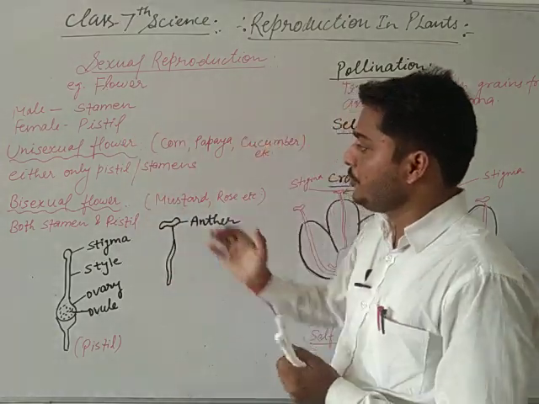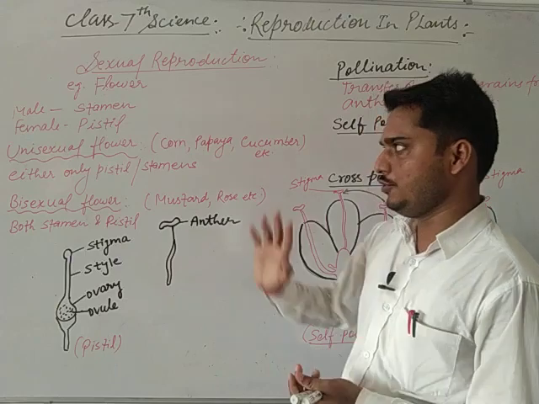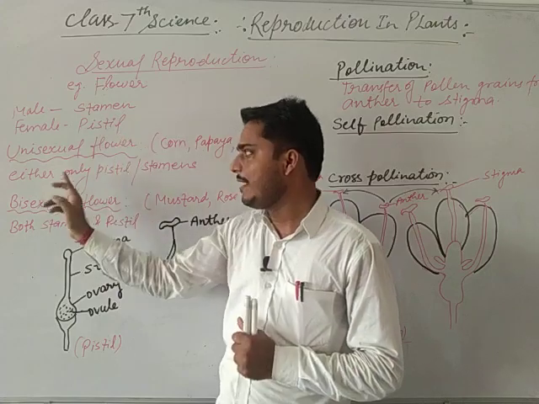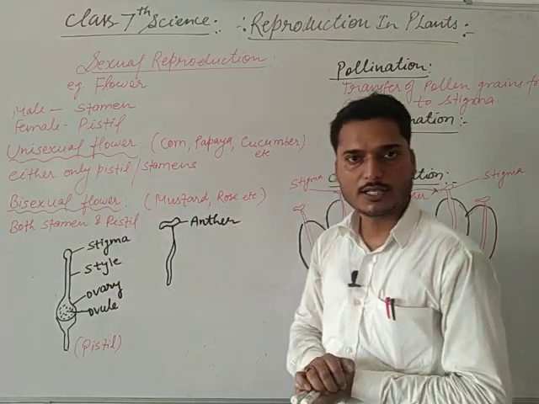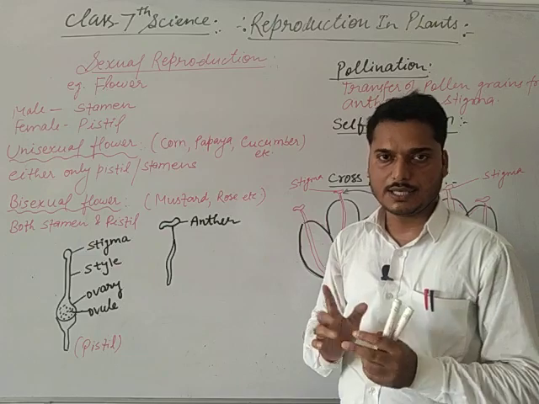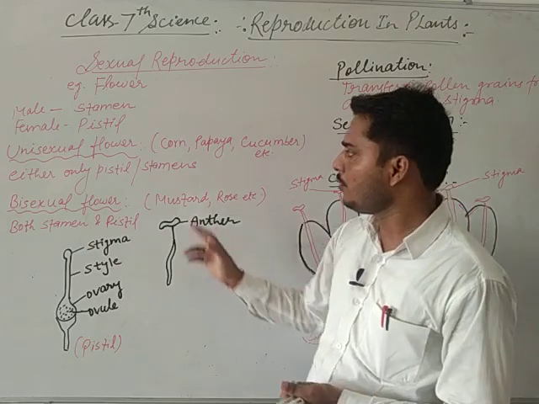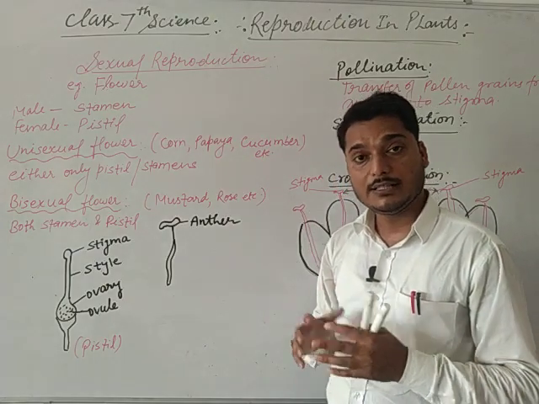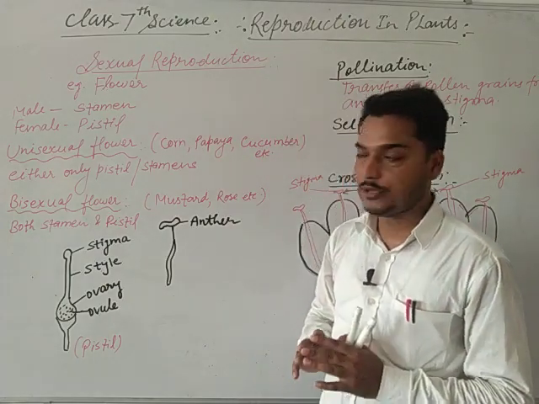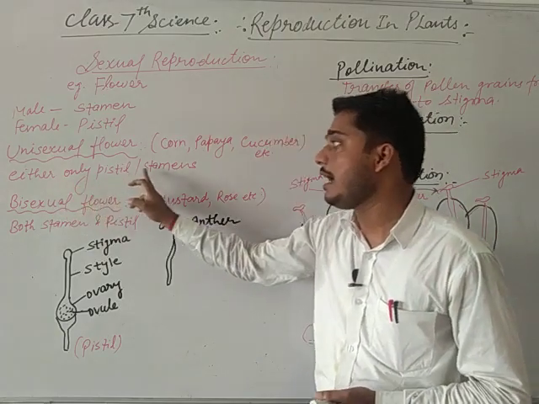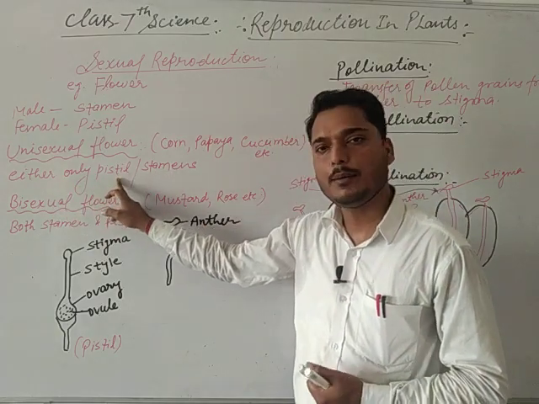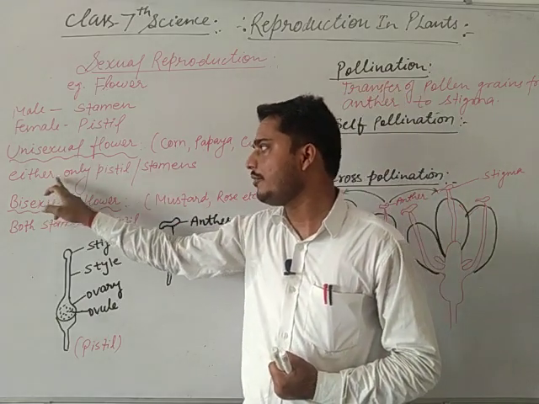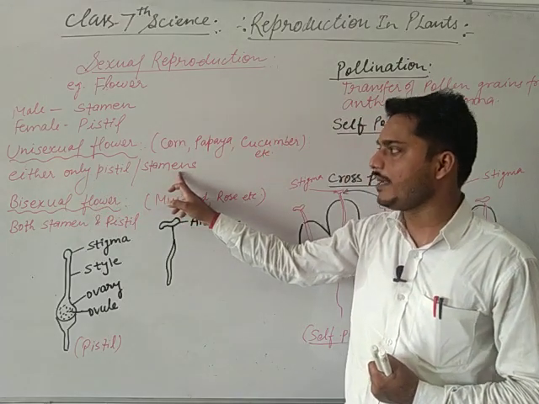You know that the male reproductive part is the stamen and the female reproductive part is the pistil. Now, what is a unisexual flower? Uni means single. So it is a flower which consists of either the male or the female portion, either only pistil or only stamen. Pistil is the female part and stamen is the male part.